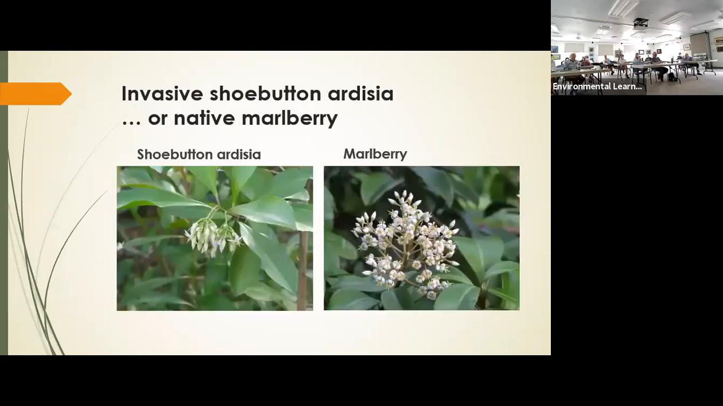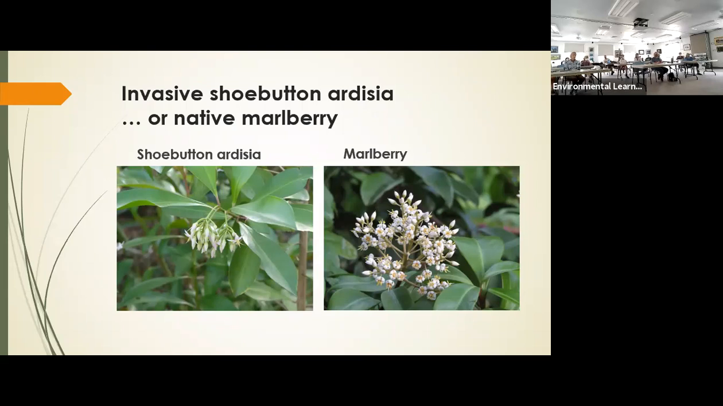Next slide. We have a very similar plant called marlberry that's native. So when in doubt, don't pull it out. The shoe button ardisia flowers are going to be much, much larger, have a lavender tinge, and be star-shaped. They're going to come in the leaf angles or axils, so they can be over the entire plant. By contrast, marlberry only will have flowers at the end of the branches, the terminal end, and they're held in panicles, and they're tiny, and they're fragrant.